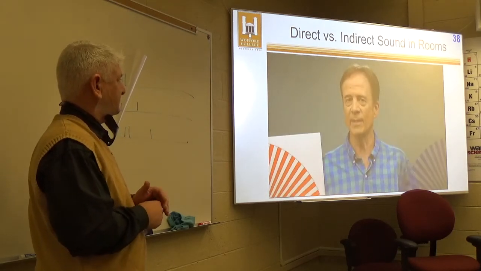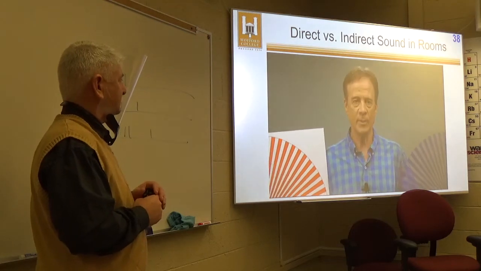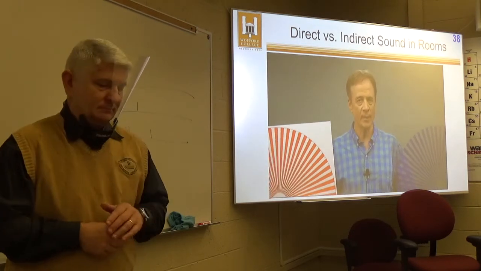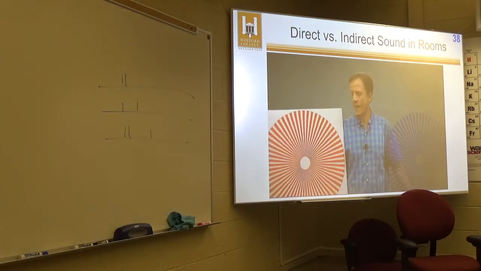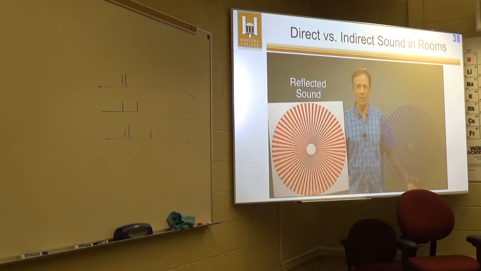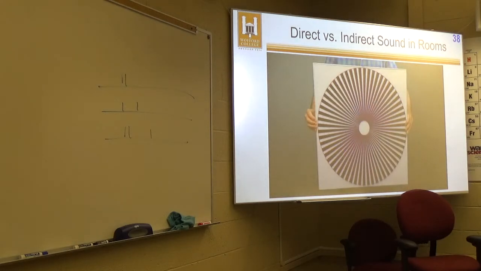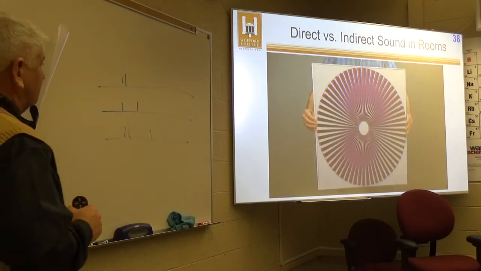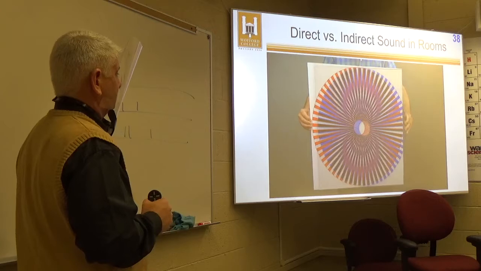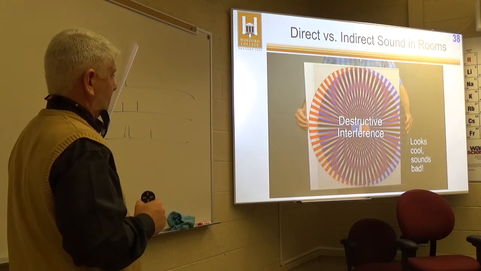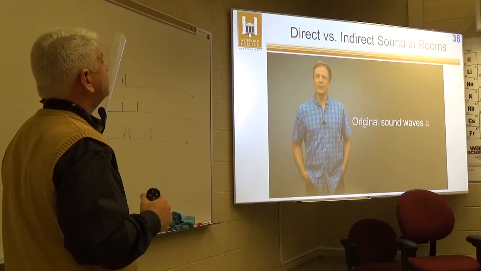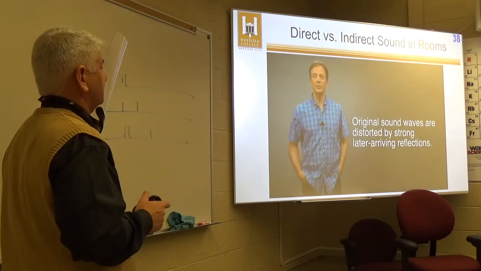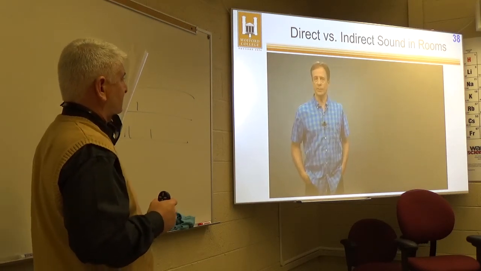But why is reflected sound bad? I'll demonstrate using these two identical patterns. The blue pattern represents direct sound waves, and the red pattern represents reflected sound waves. They start out together, but when I move the red one backwards, like a delayed sound reflection, it creates destructive interference patterns, which changes the original sound wave. Here's the problem. Original sound waves are distorted by strong, later arriving reflections.